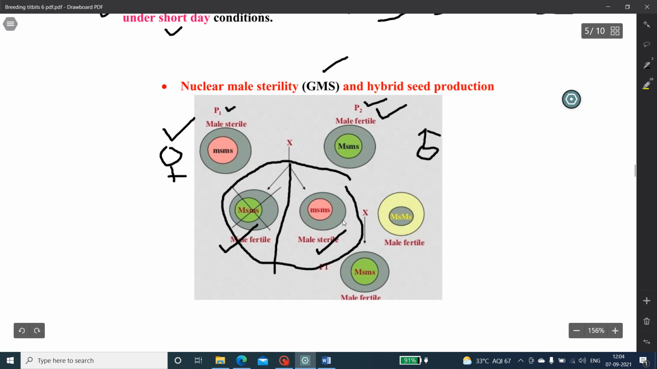So you have to remove all the fertile plants, leaving only sterile plants in the field. Again, it is crossed with the male fertile line. You can get the F1 hybrid. F1 hybrid.